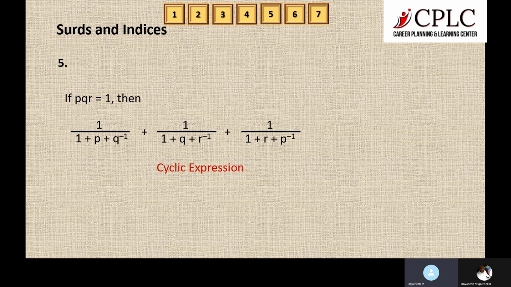Example: P, Q, R, the product of the three numbers is 1. The simplest possible assumption is that all of them are 1. When you substitute all of them as 1, you get the answer as 1, because each term becomes 1 by 3, and 1 by 3 added 3 times gives you 1. But you don't have to do this. This is just for representation purposes. The main underlying idea is the cyclic expression concept and the trigger to remember it.